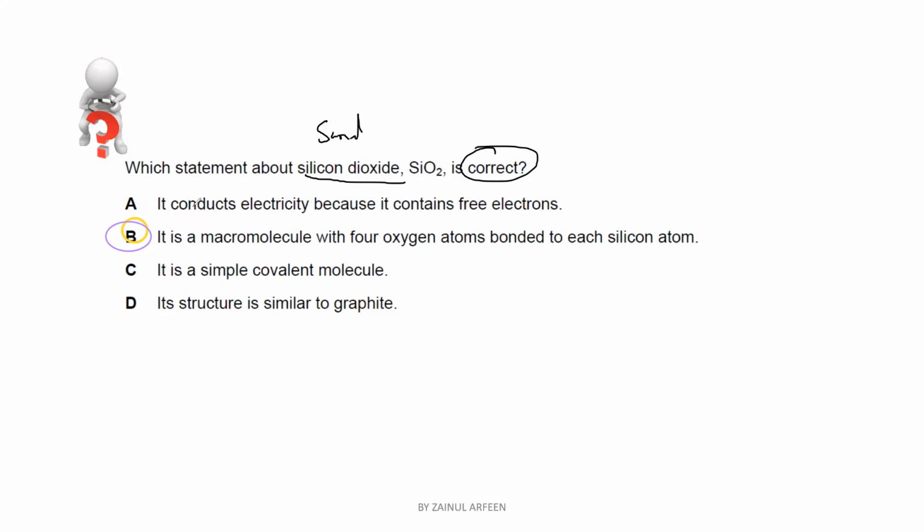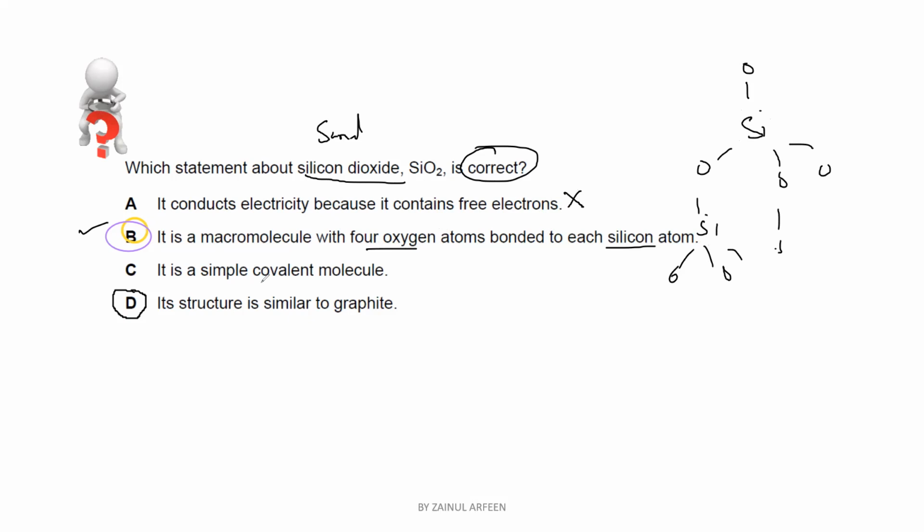So which one is the right? It conducts electricity because it contains free electron. That is wrong. It cannot conduct electricity. It is macromolecule in which 4 oxygen atoms bonded with each silicon. That's true because one silicon bonded with 4 oxygen atom and then it will continue the structure. So that B is the right answer.